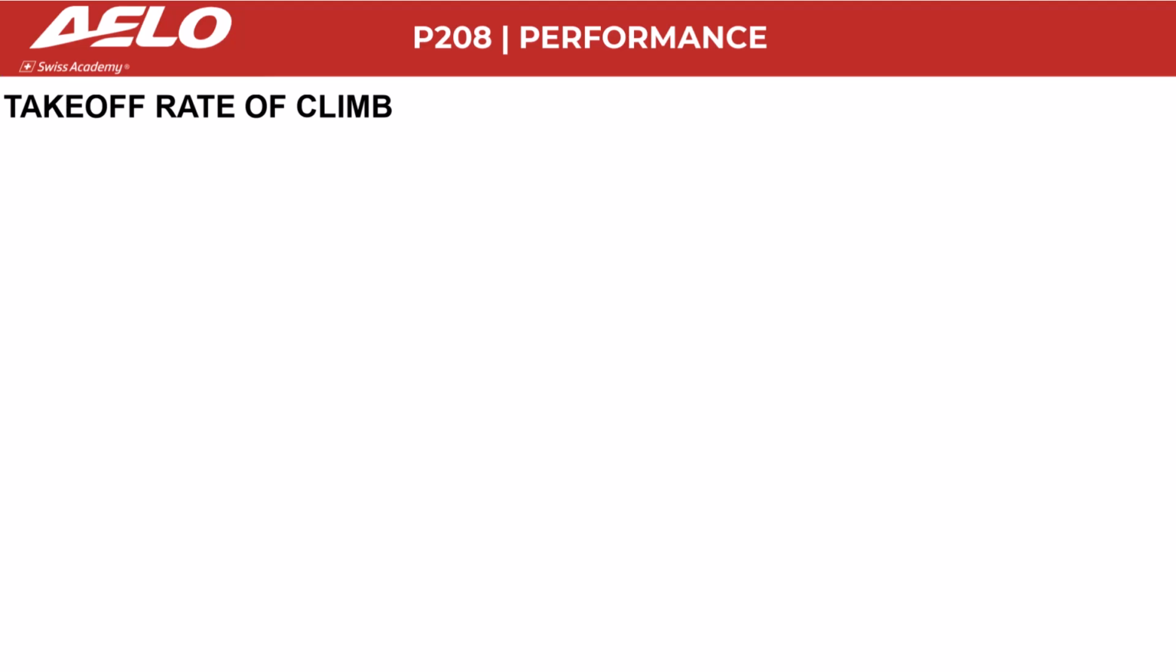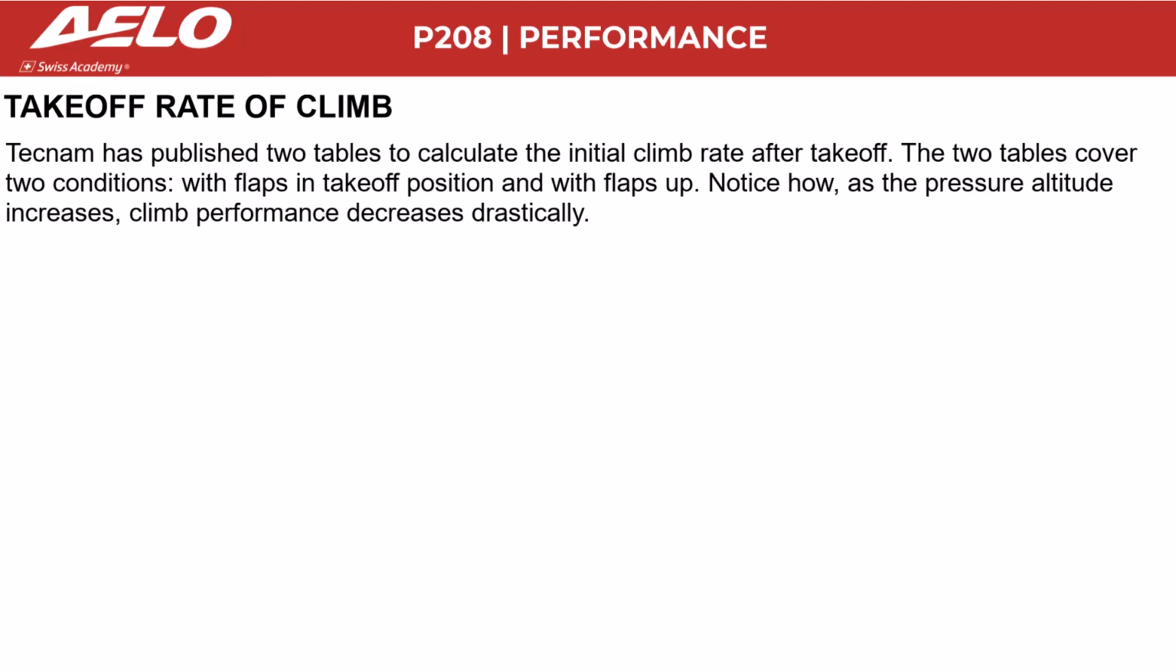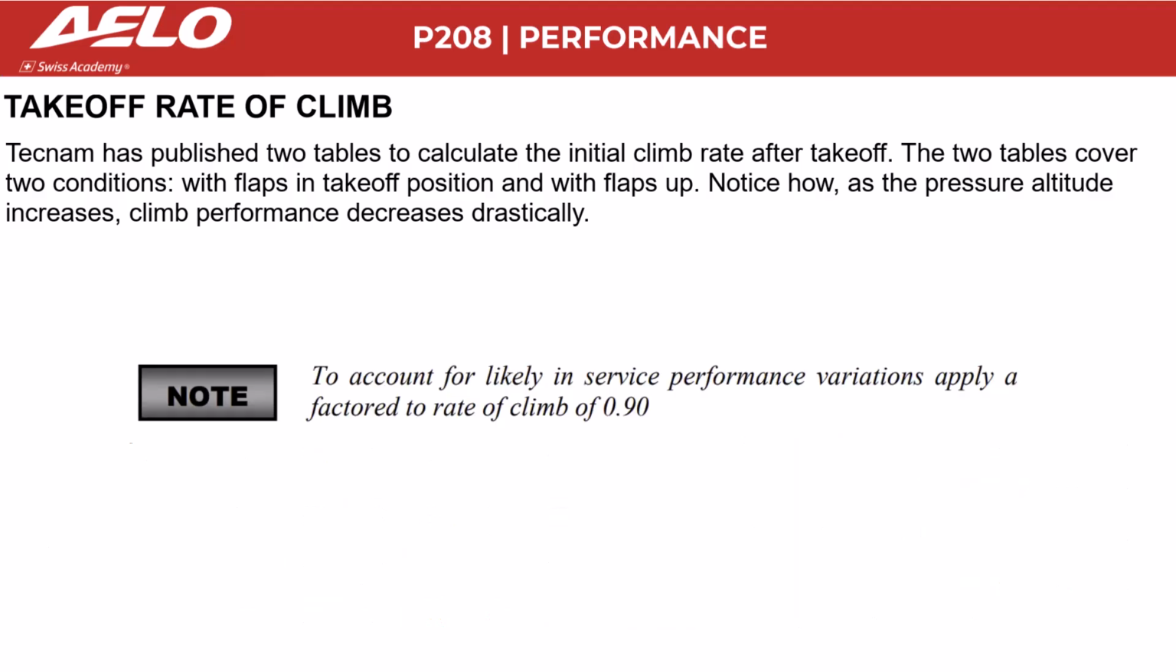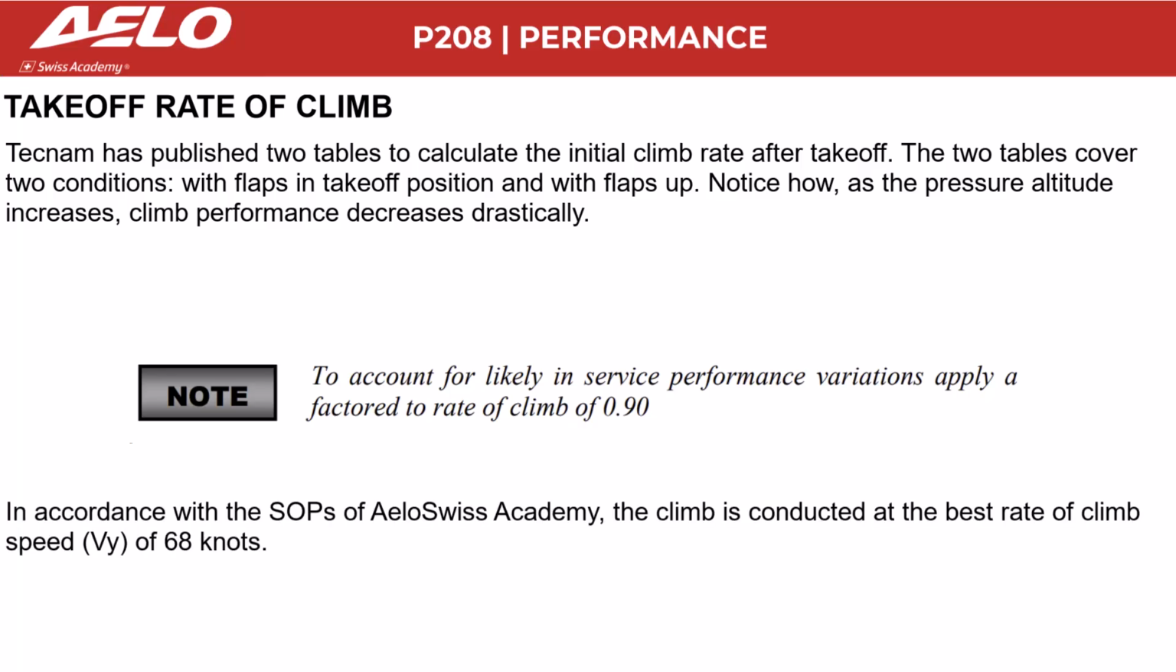Takeoff rate of climb. Tecnam has published 2 tables to calculate the initial climb rate after takeoff. The 2 tables cover 2 conditions, with flaps in takeoff position and with flaps up. Notice how, as the pressure altitude increases, climb performance decreases drastically. Note, to account for likely in-service performance variations, apply a factor of 0.90 to the rate of climb. In accordance with the SOPs of AeLo Swiss Academy, the climb is conducted at the best rate of climb speed of 68 knots.